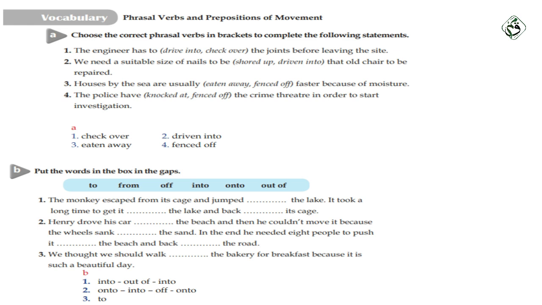Put the words in the box in the gaps. The monkey escaped from its cage and jumped into the lake. It took a long time to get it out of the lake and back into its cage, onto the beach, and then he couldn't move it because the wheels sank into the sand. In the end, he needed 8 people to push it off the beach and back onto the road. We thought we should walk to the bakery for breakfast because it's such a beautiful day.